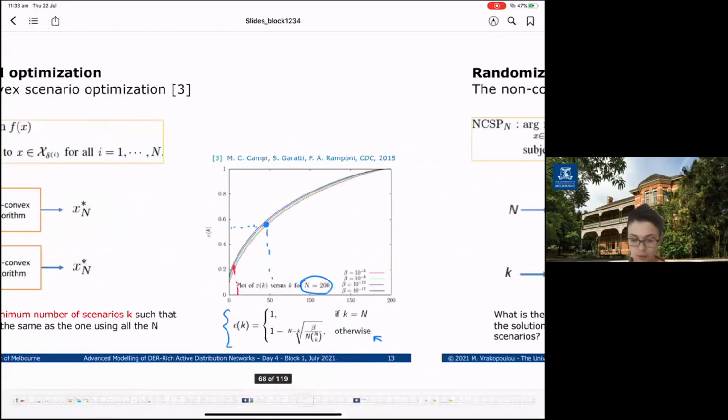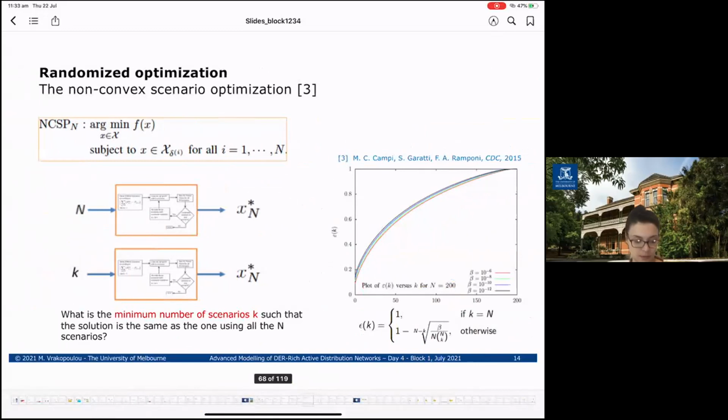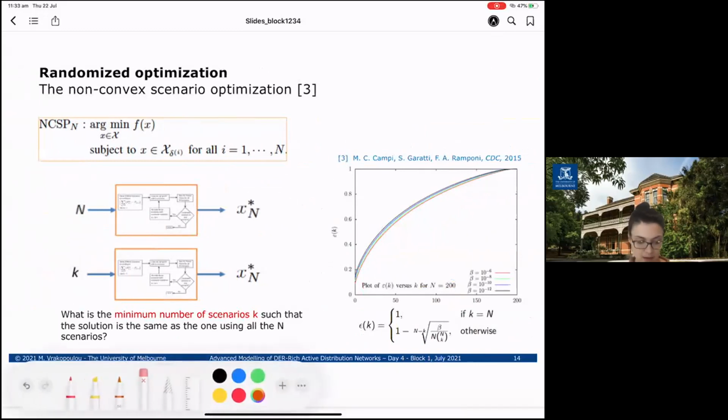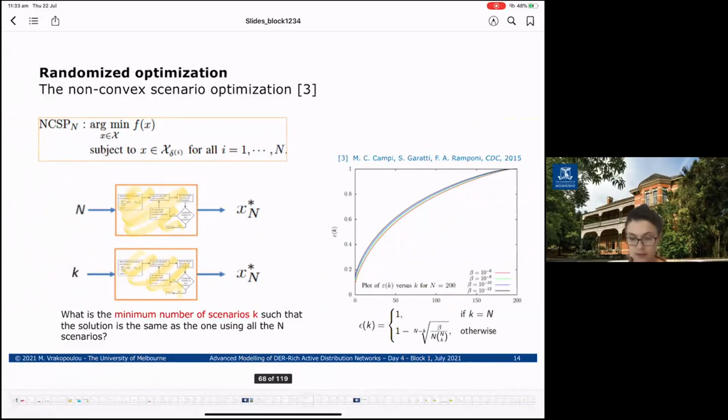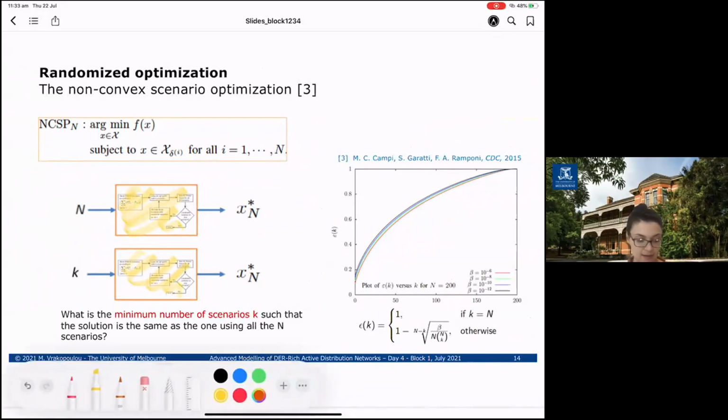All right, so what we will do now, we are going to see how we can create such an algorithm that is going to highlight a solution that is feasible for the AC optimal power flow problem.